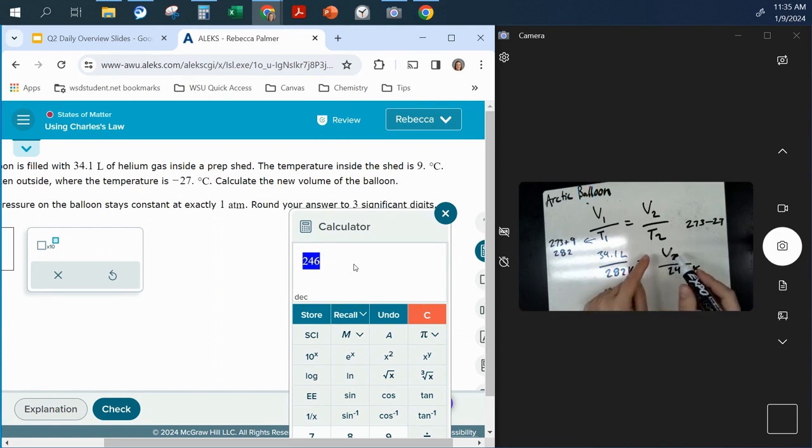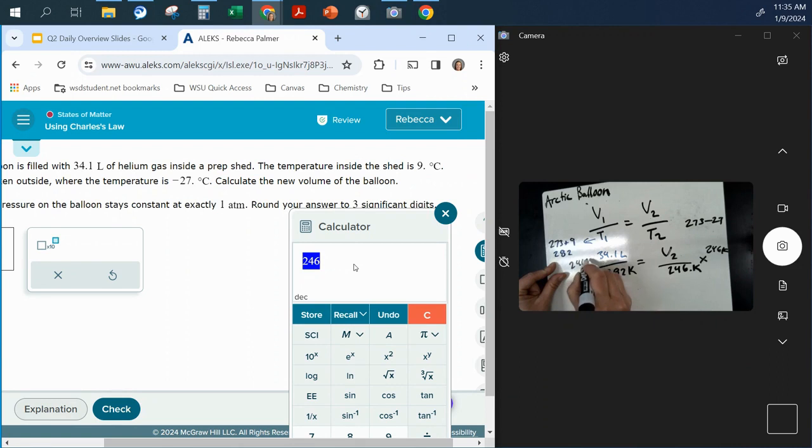And then I have to solve for volume 2. So I'm going to just multiply by the volume. And then I have volume 2. So let's put that in. So 246 times by 34.1 divided by 282.